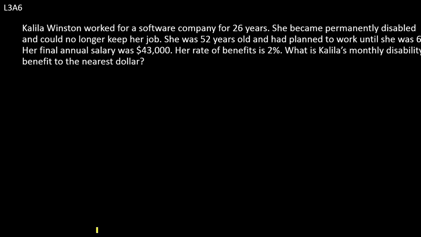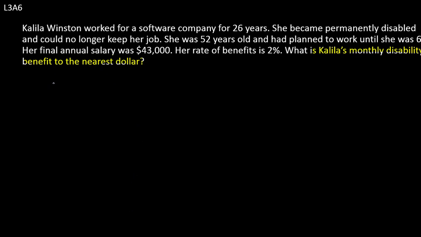Okay, as always, start by identifying what you're solving for. It seems like an obvious step, but we don't always take the time to do it. So we're solving for her monthly disability benefit to the nearest dollar. So first, think about the information that's given and collect any equations that might be useful.